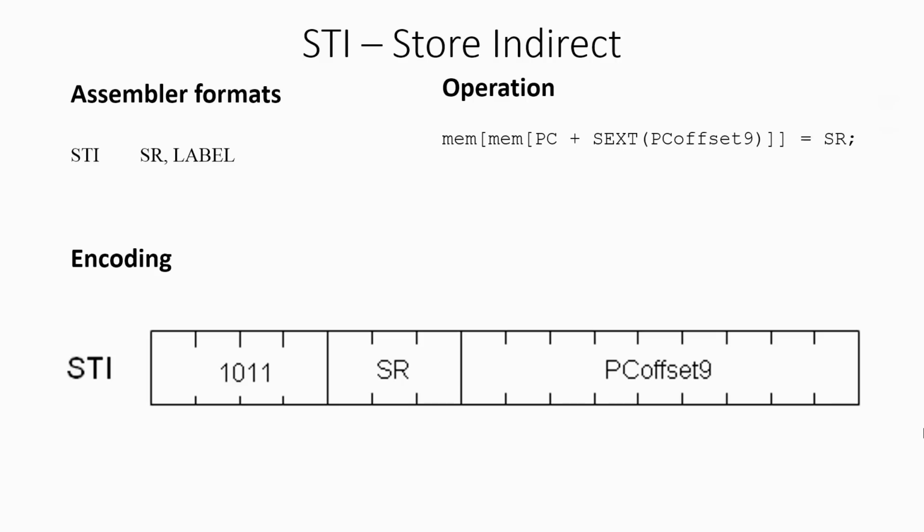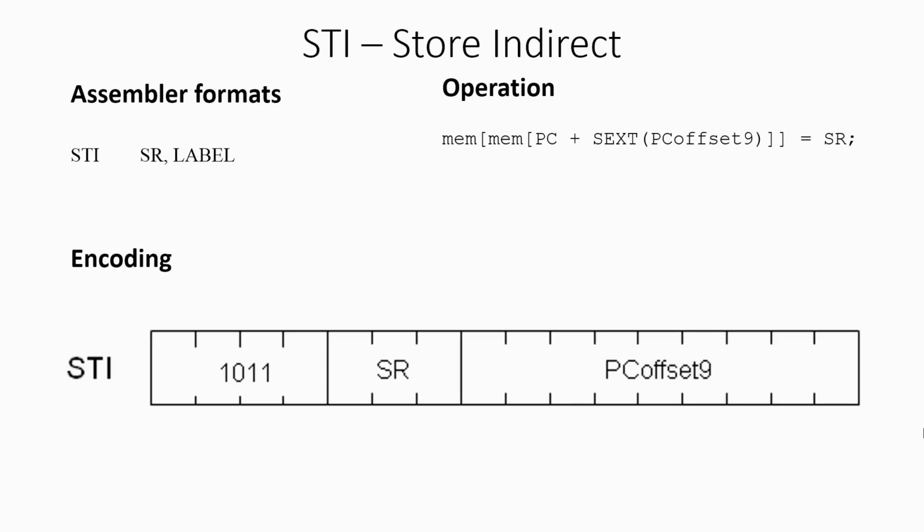Moving on, we have the store indirect LC3 instruction, which has the opcode 1011. When the store indirect instruction comes up, the contents of the register specified by the SR are stored in the memory location whose address is obtained as follows. Sign extend bits 8 through 0 to 16 bits in length and add the resulting value to the incremented PC.